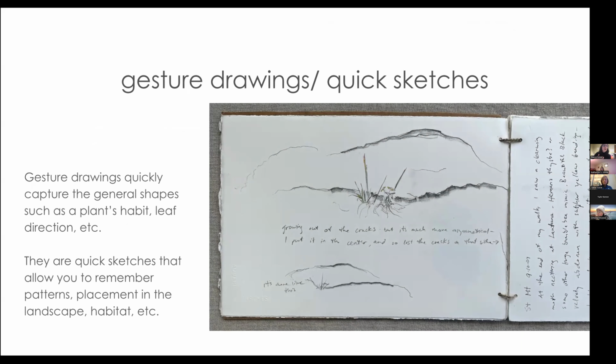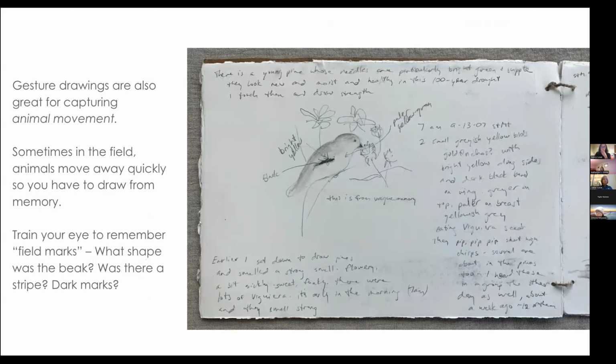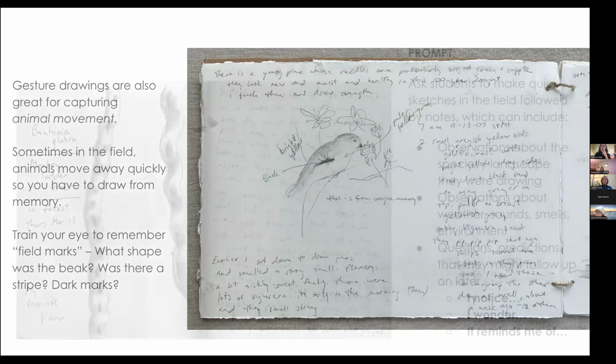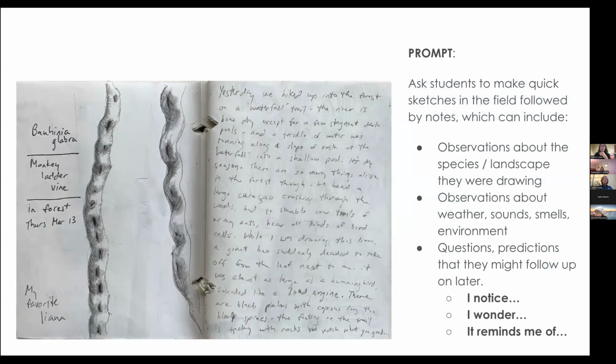So gesture drawings are a really great place to start with nature journals, just really quick drawings and just notes. So this is an informal way to capture both drawing and notes, drawing and writing data. And it's super useful, as I mentioned, capturing animal movement and then writing down things that you missed after the bird flew away. What are the field marks that you noticed that you could also write onto your page afterwards to follow up?